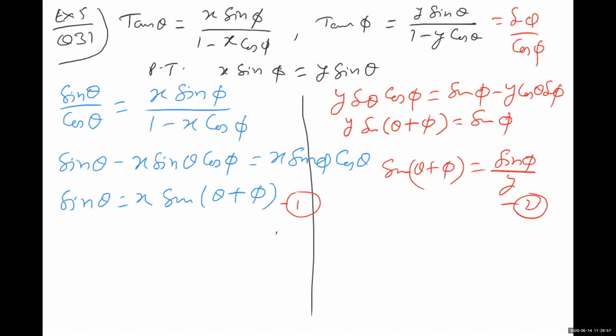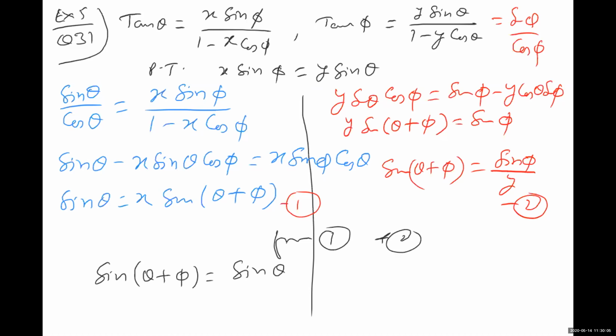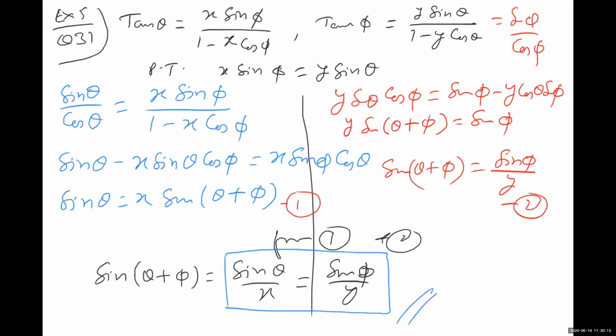So equating sine of theta plus phi from equations number 1 and 2, sine of theta plus phi is equal to sine theta upon x, and this is equal to sine phi upon y. And this is what we have to prove. This is the result. So just from both equations, we calculate sine of theta plus phi and equate them, so y sine theta is equal to x sine phi.